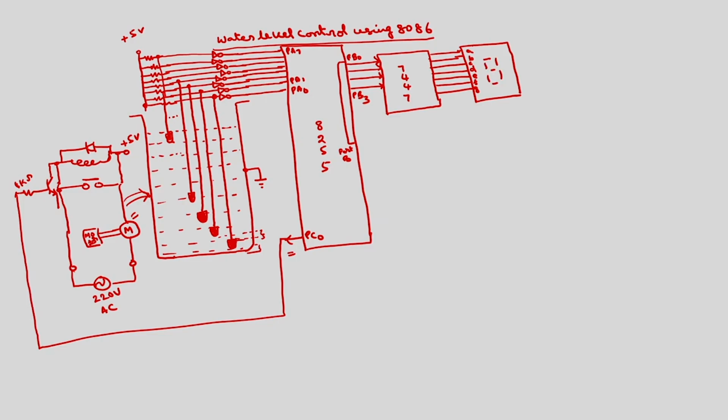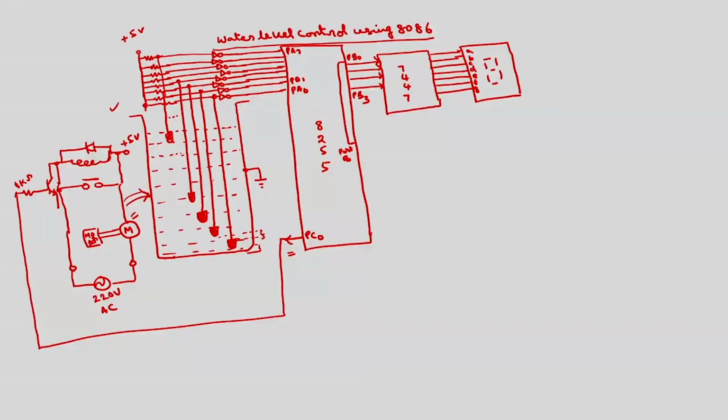Here I am assuming that the water level is only a single digit. It can be 1 centimeter, 2 centimeters, and so on, up to 8 centimeters for the sake of simplicity. We can extend the same logic to connect to multiple digit values also. Okay. So, the basic assumption here is, these are all probes, these are all probes.